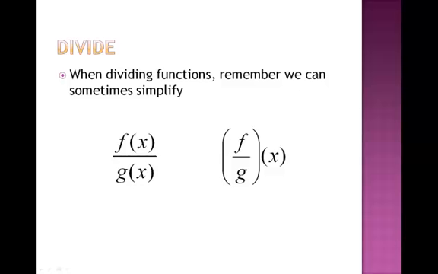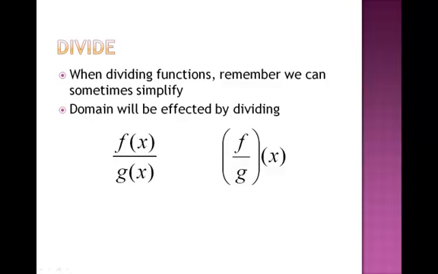When you get into the notation, again, there are two different types. The one on the left says you'll take f of x and you'll divide it by g of x, and it seems to make a lot of sense. The one on the right just takes the names, but it really does mean the same thing. It says f divided by g of x.